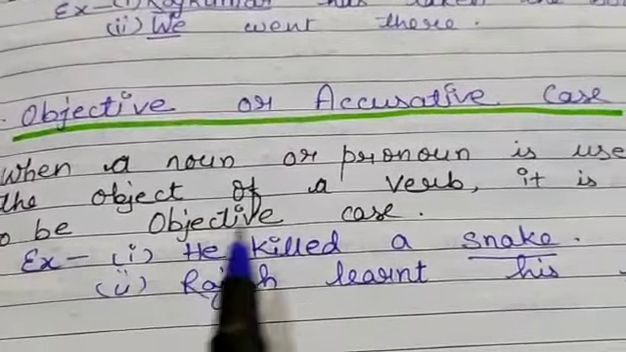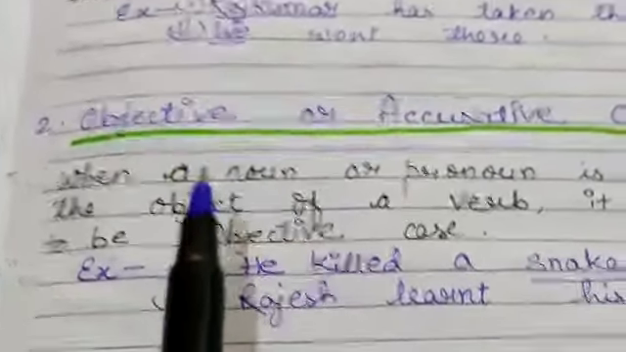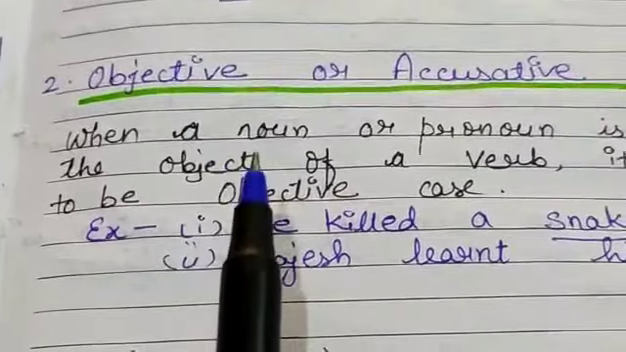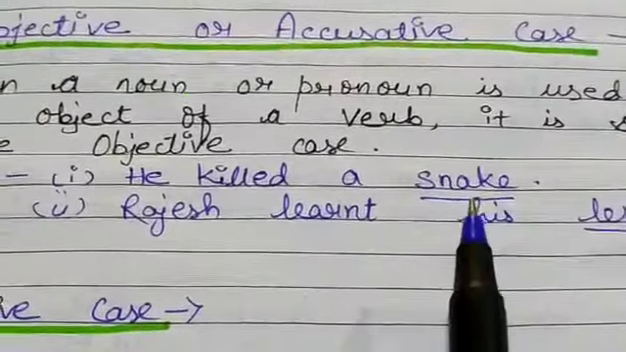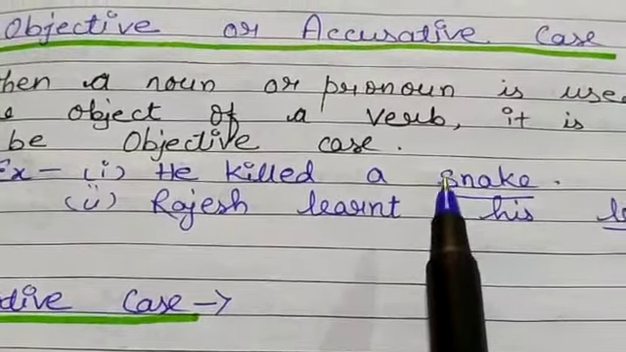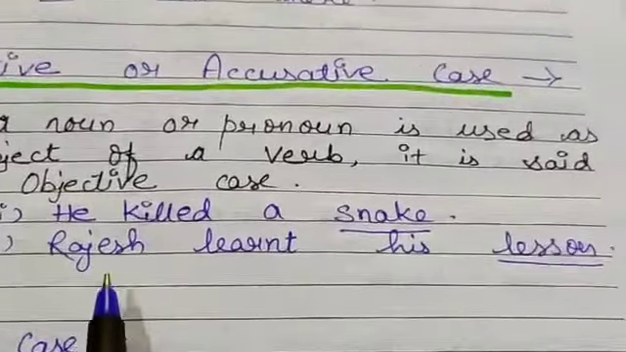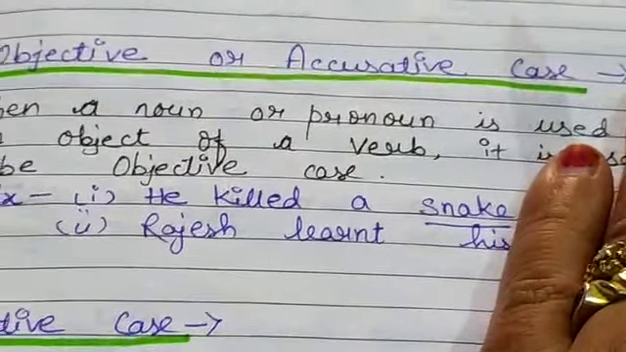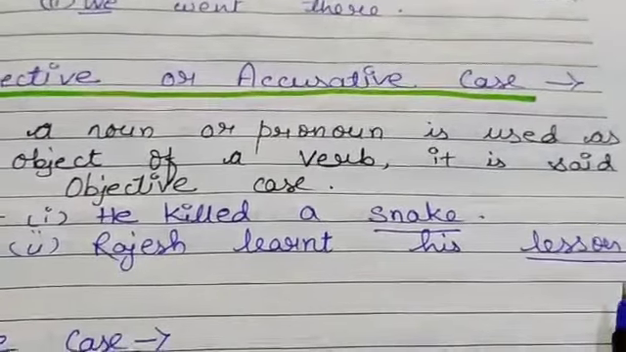Now, see the example. He killed a snake. Now, how to find the objective case? Always put the question whom for living thing and what for non-living thing. Here, snake is a living thing, but you will say what did he kill? He killed a snake. Rajesh learned his lesson. What did Rajesh learn? His lesson. So, lesson and snake are the objective cases.